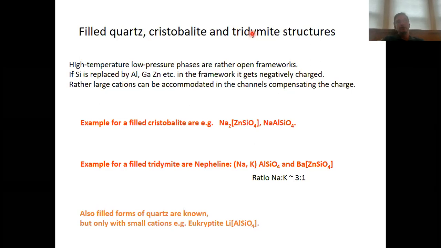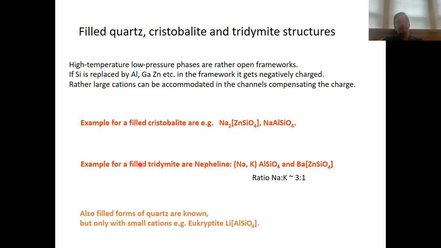Because the voids within these framework structures are filled with countercations. Examples for filled cristobalite structures are, for instance, this sodium zinc silicate, or this sodium aluminosilicate. In this example here, 50% of the silicons are substituted by zinc, and here 50% of the silicons are substituted by aluminum. Because zinc has formally 2 negative charges, we need more countercations, the sodium ions, in comparison to this aluminosilicate here.